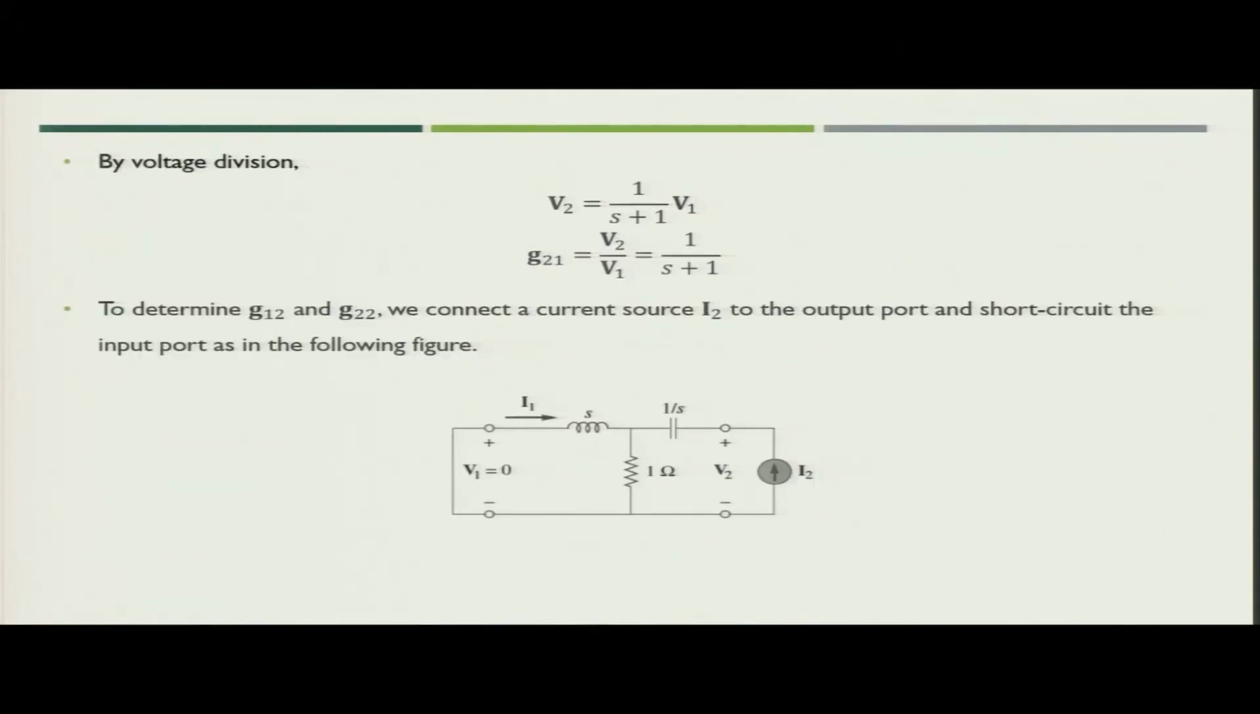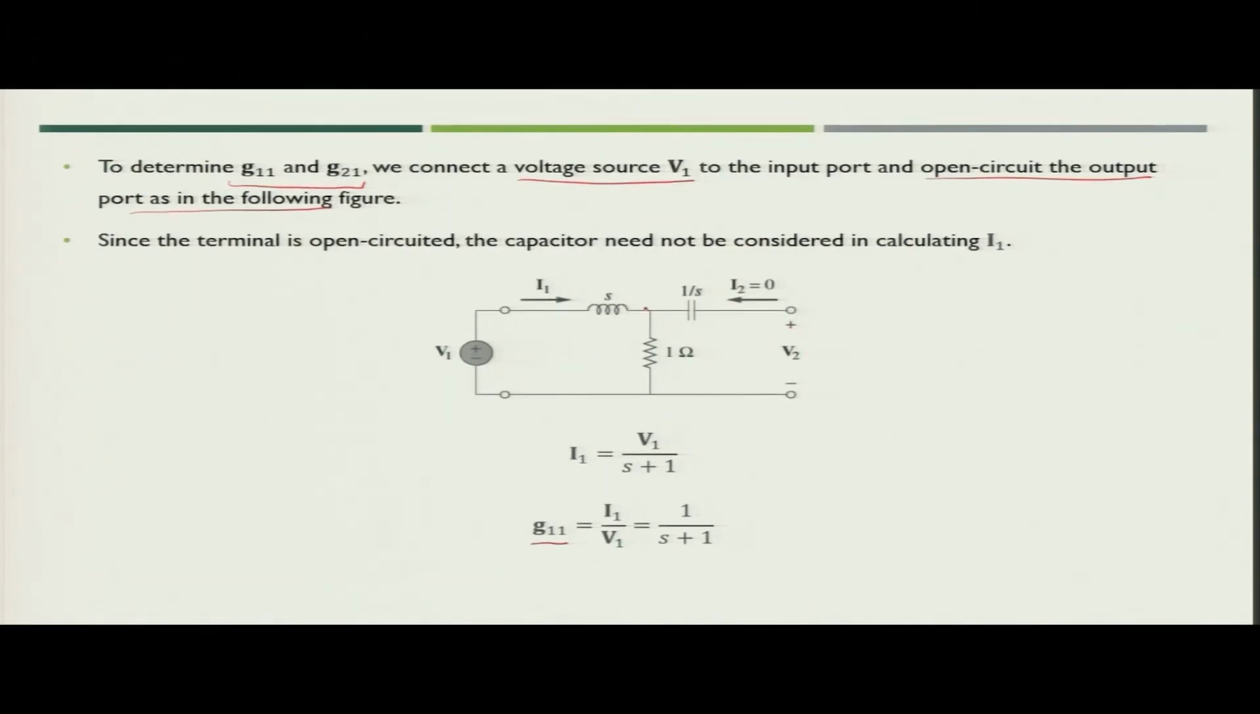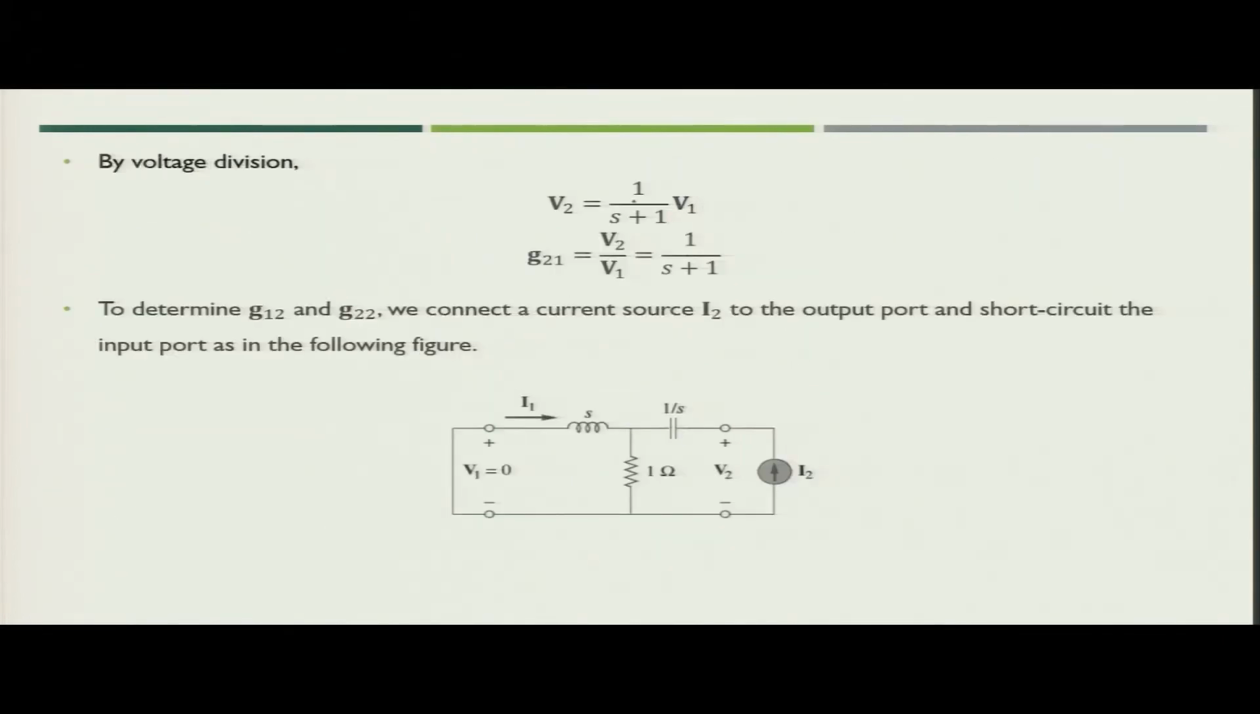Now next we have to find out the value of voltage V2 in terms of V1. You can simply use voltage division here, because V2 is applied across the 1 ohm resistance. If you apply voltage division, V2 will be 1 upon S plus 1 times V1. So what is G21? G21 is V2 by V1, so G21 is nothing but 1 upon S plus 1. Now next we need to find out G12 and G22.